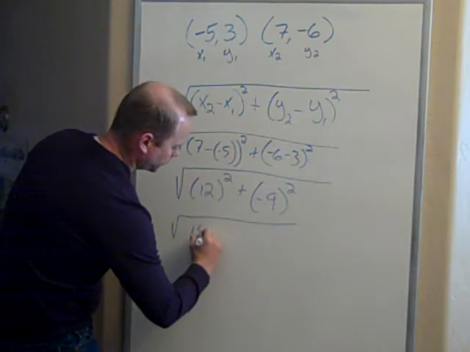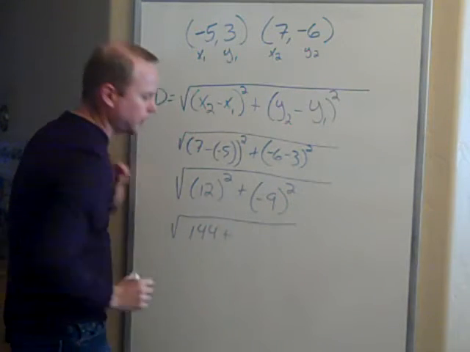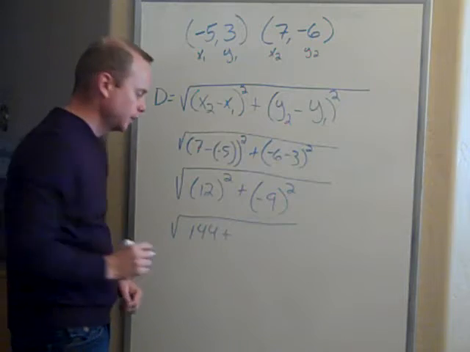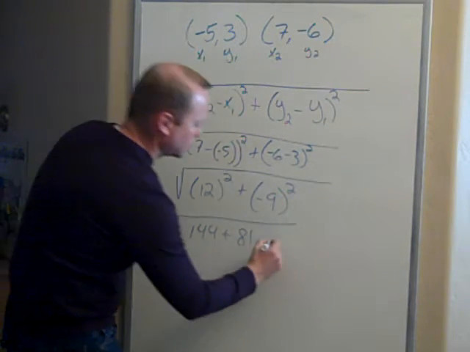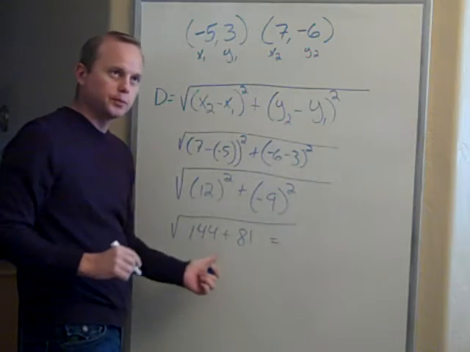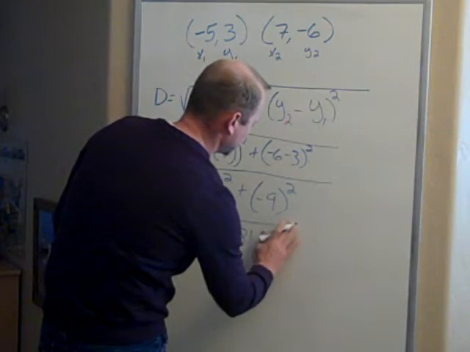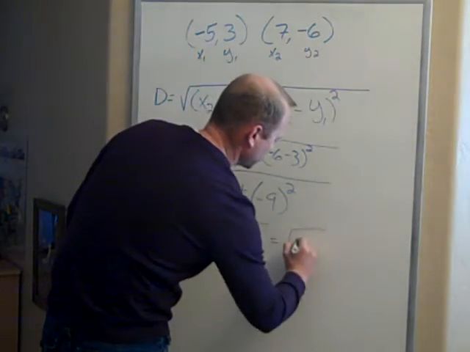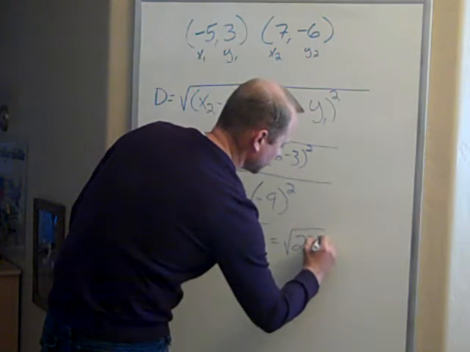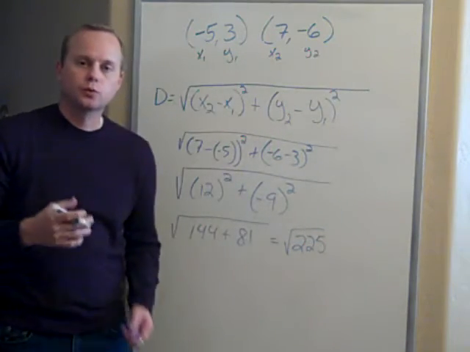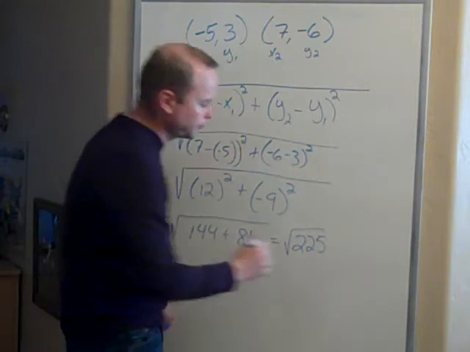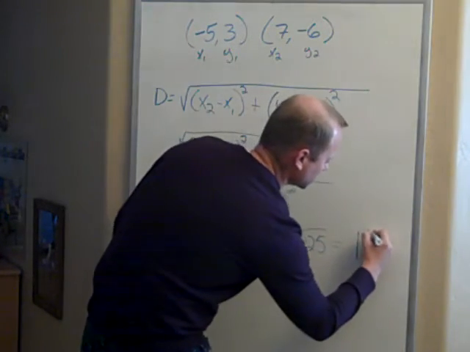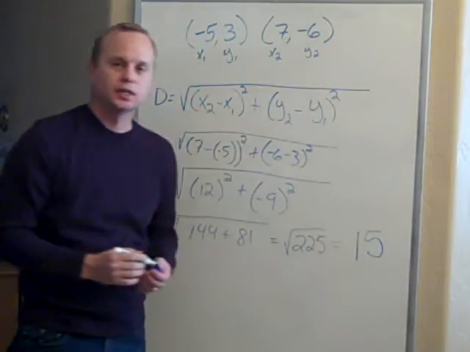Alright, now we go down a little bit further. 12 squared is 144, plus negative 9 squared is 81. So all that is 144 plus 81 is 225. This is going to be equal to the square root of 225. And I know that the square root of 225 is a perfect square. The square root of 225 is 15. So my distance on that one is 15.